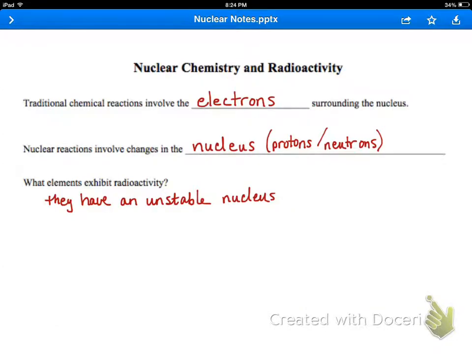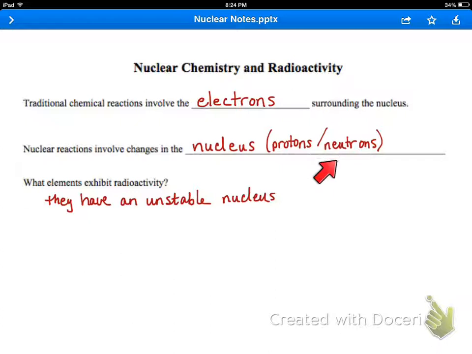So traditional chemical reactions involve electrons, and we know that bonds are made by electrons being shared and electrons being passed around. But nuclear reactions are done by things happening inside the nucleus, and that is protons and the neutrons.